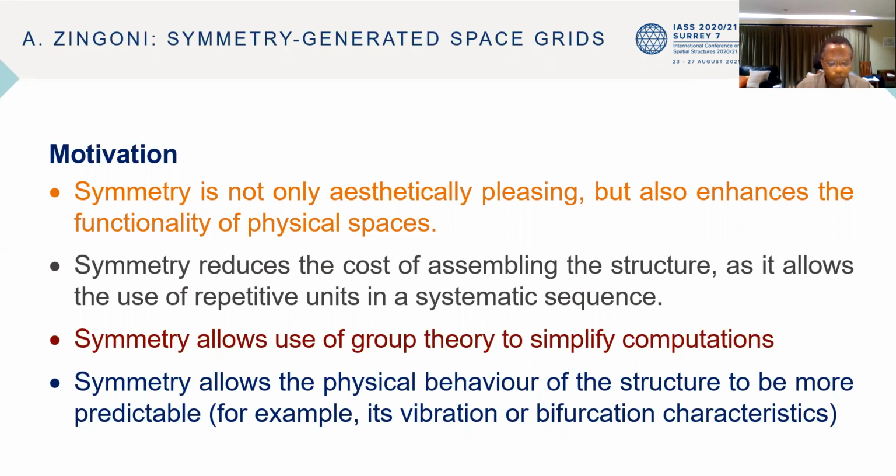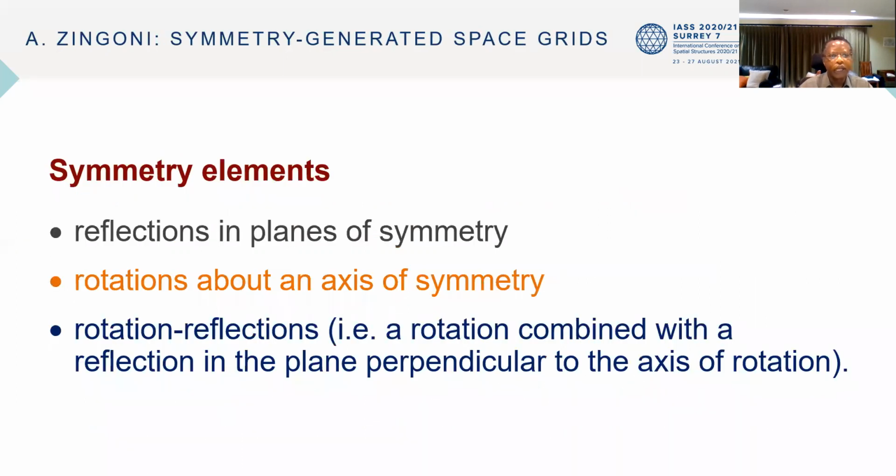Let us start with a quick overview of symmetry groups. In algebra, a set of elements constitutes a group with respect to binary operations if certain axioms are satisfied. A symmetry group is a particular type of group where all elements are symmetry operations. Symmetry operations are typically reflections in planes of symmetry, rotations about an axis of symmetry, and rotation reflections, i.e. a rotation combined with a reflection in the plane perpendicular to the axis of rotation.